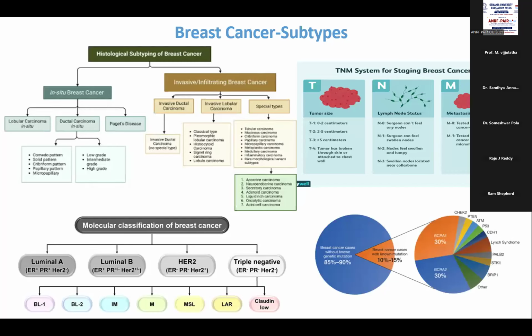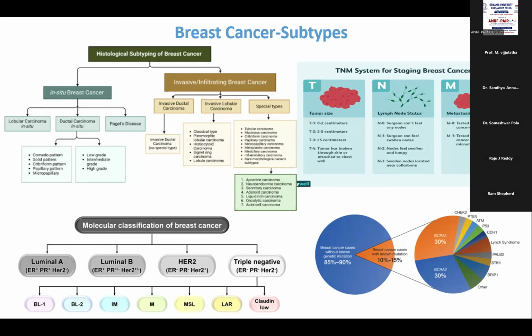And they are graded based on the TNM system of staging, that is based on the tumor size, the involvement of lymph node, and whether it is metastatic or not. And molecularly, also, breast cancer can be classified as luminal A, luminal B, HER2, and triple negative.